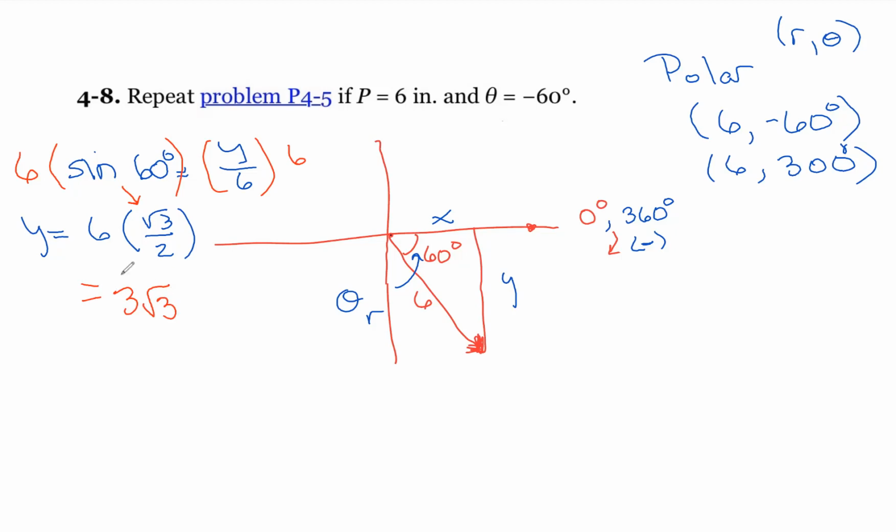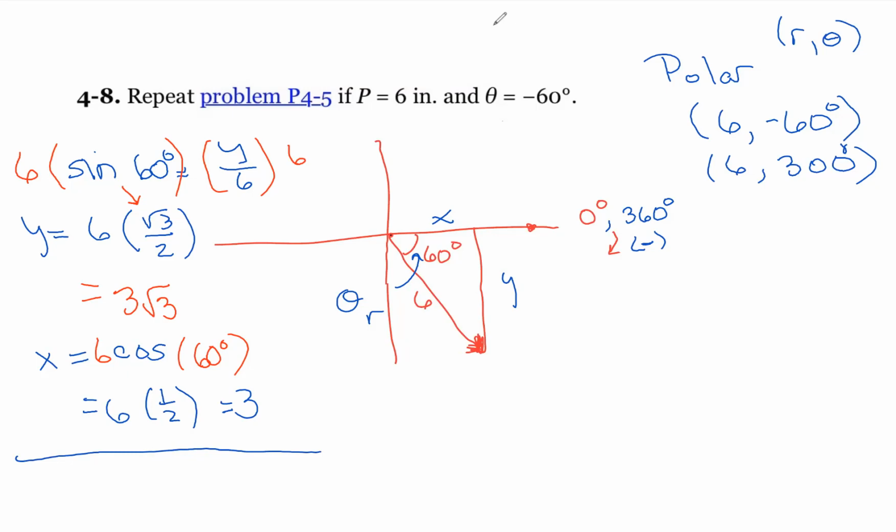And then we need to find x. X is equal to 6 cosine of 60 degrees. This is equal to 6 times, and cosine of 60 degrees is 1/2. So this just becomes 3. Now, there is going to be something different here, just a little bit, because I'm in quadrant 4, and this is really saying I'm in quadrant 1.